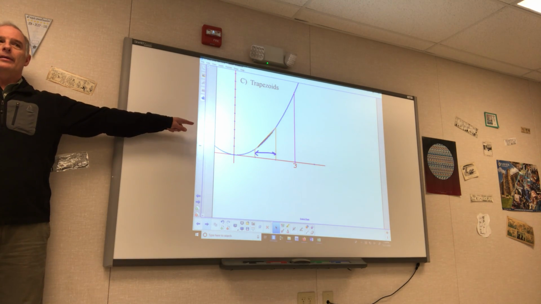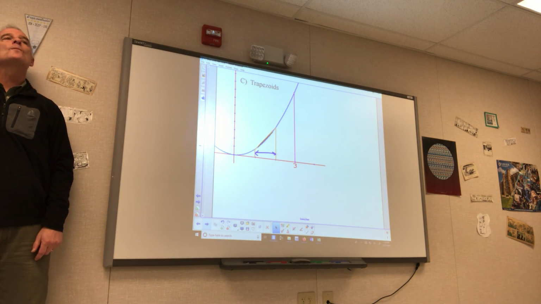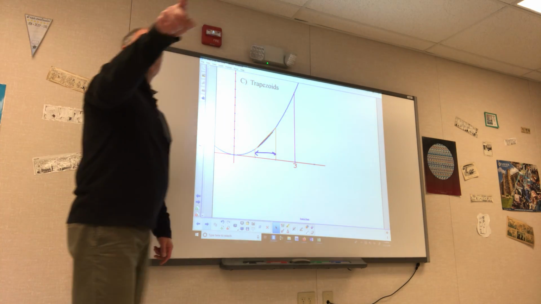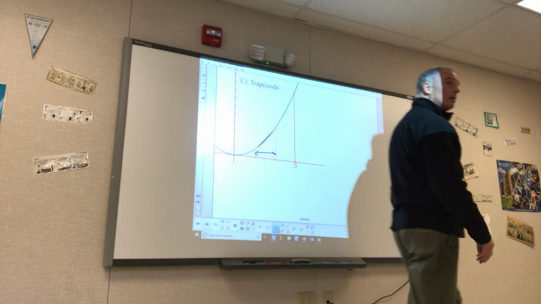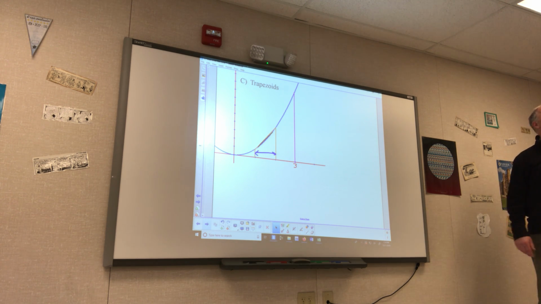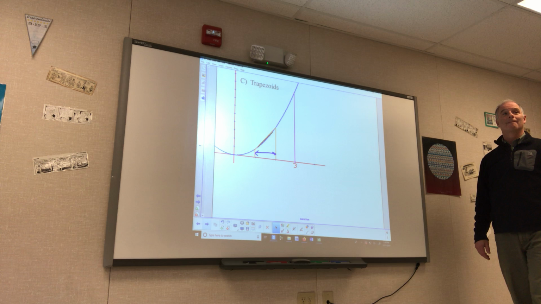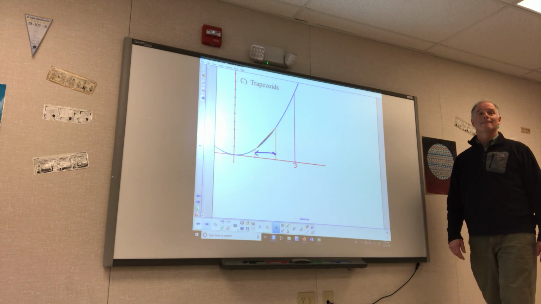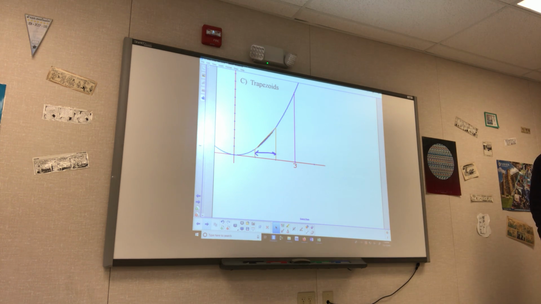By the way, in this particular picture, will this be an overestimation or an underestimation? The secant line is what? It's above the curve. What happens if this is a decreasing function? Wait, no, it'd still be an overestimation. What's going to determine it? It depends how it's decreasing.